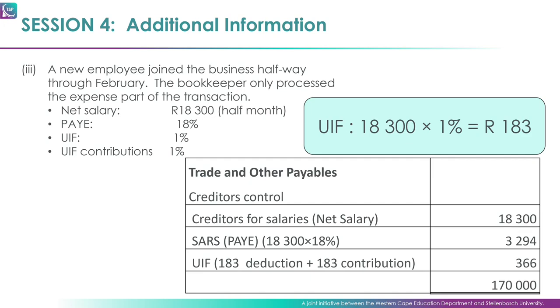So we have a split between deduction and contribution. The deduction is what will be deducted from the person's salary or wage, and then we have the contribution, what the business is willing to contribute towards their UIF. So both amounts, 183 times 2, will go into the UIF account.